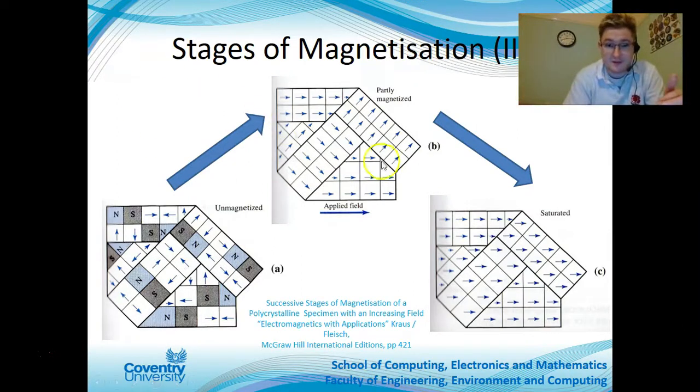If you apply a field to it, everything's going in more or less the same direction, whether it be up, down, or straight across. That's when it's partially magnetized, like a soft magnetization. When you drive it into magnetic saturation, everything is aligned, so everything just goes in one direction. That's what's called magnetic saturation.